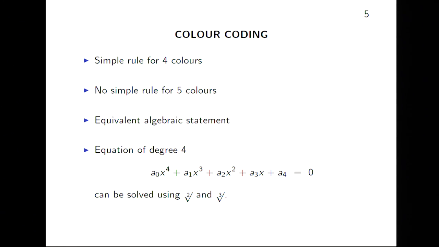Now, the most important thing to remember is there is a simple rule for finding 4 colours. It goes back to lots of fundamental bits of algebra in the past. It's related to the fact that you can solve equations of degree 4, written down there, but there is no corresponding rule for choosing 1 out of 5.